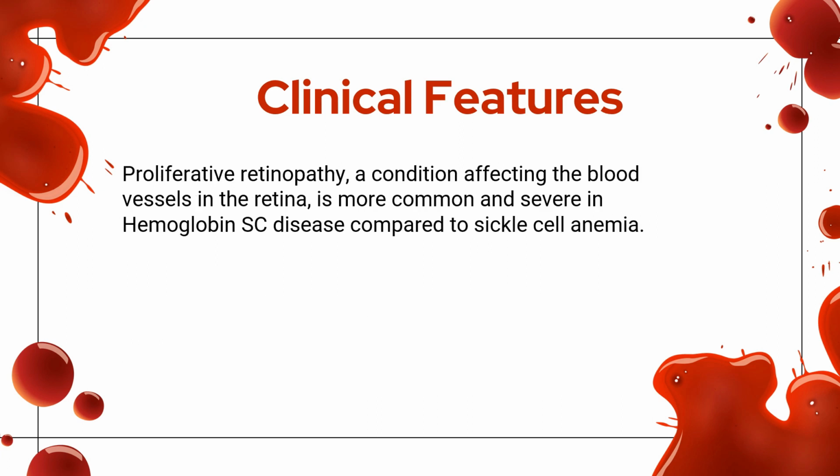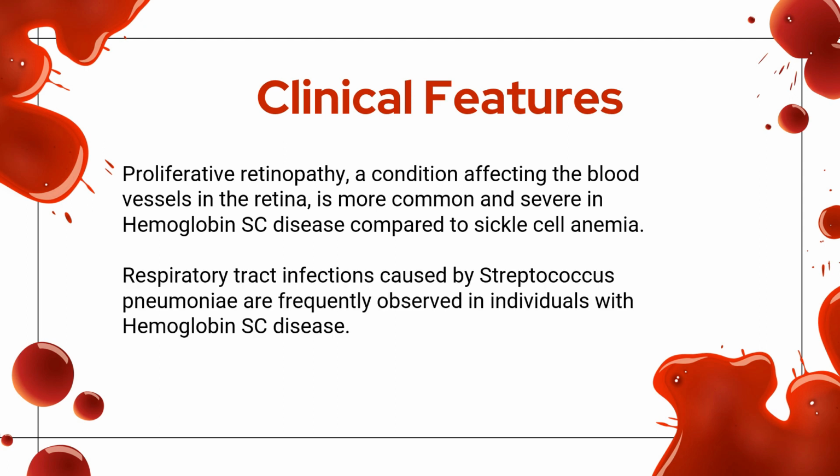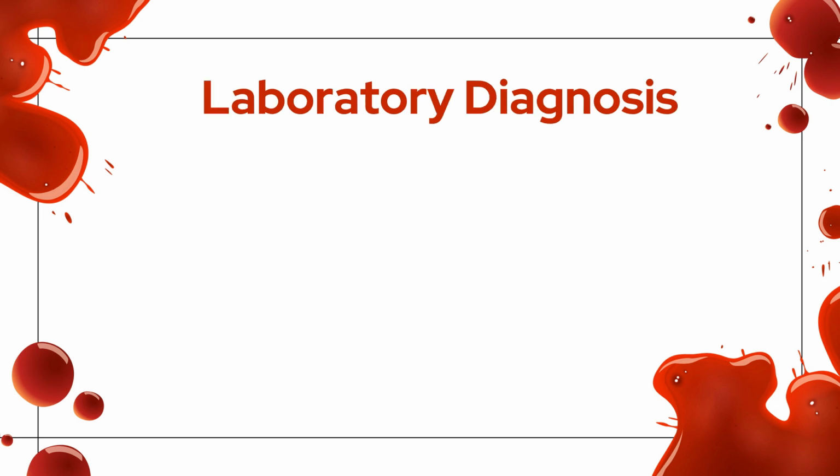Notably, proliferative retinopathy, a condition affecting the blood vessels in the retina, is more common and severe in hemoglobin SC disease compared to sickle cell anemia. Additionally, respiratory tract infections caused by Streptococcus pneumoniae are frequently observed in individuals with hemoglobin SC disease. The laboratory diagnosis of hemoglobin SC disease involves several tests.